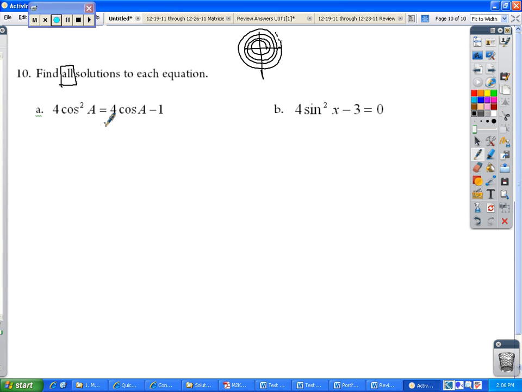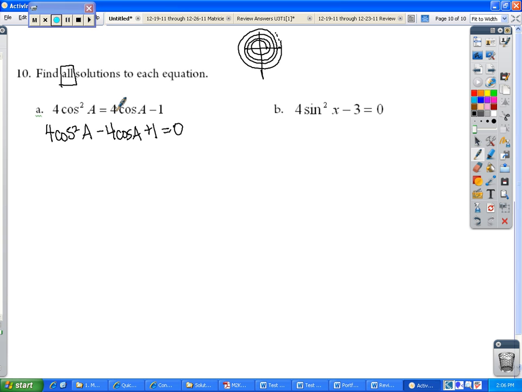But let's go ahead and just solve these how I would typically solve a regular equation. So for this one, notice I have a squared, so you're going to have to get everything on one side, which means subtract these onto the other side. So I'm going to be left with 4 cosine squared a minus 4 cosine of a plus 1 equals 0.